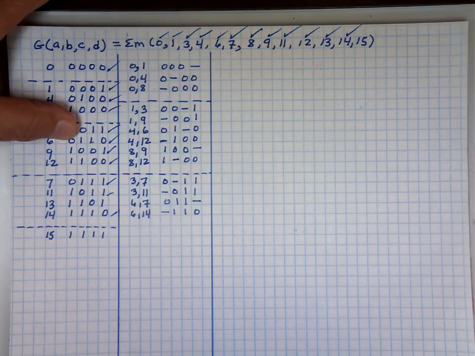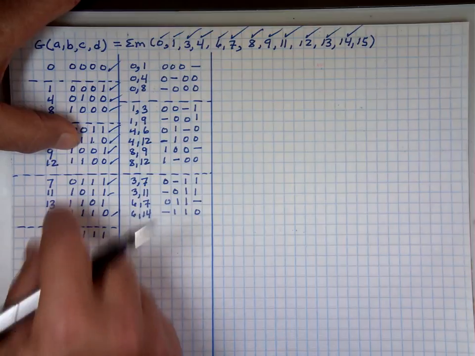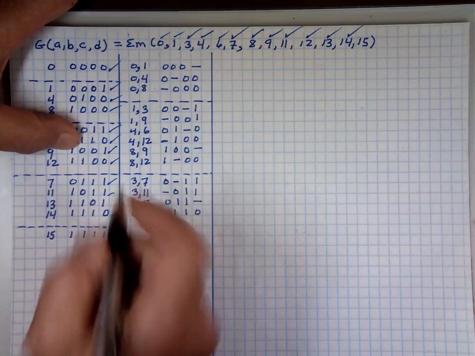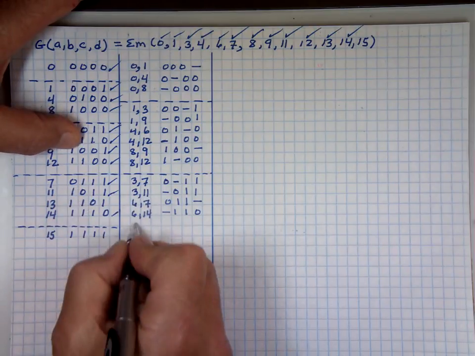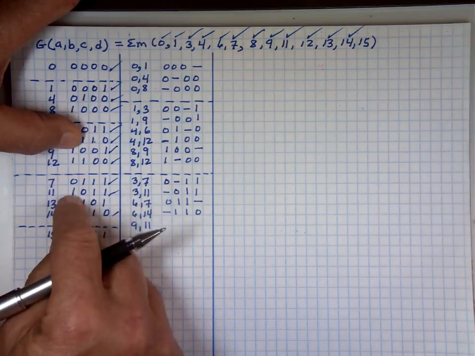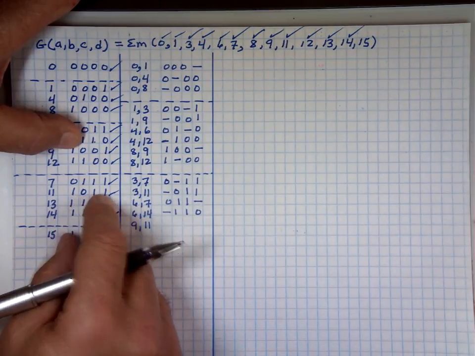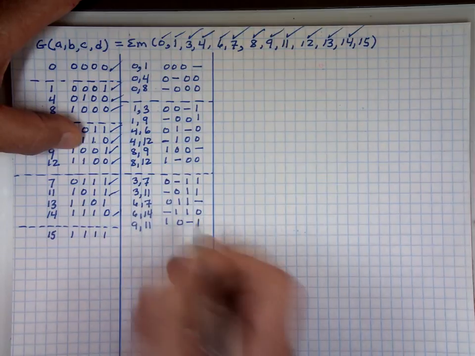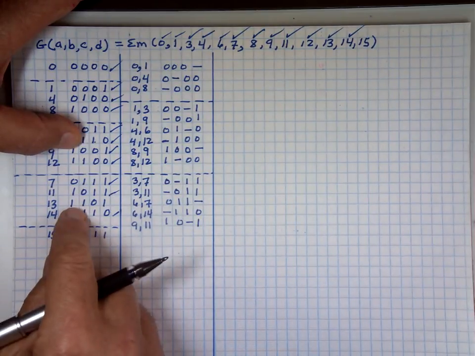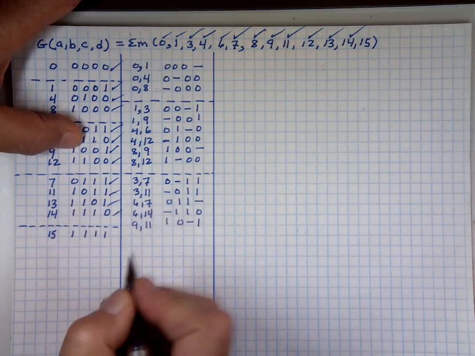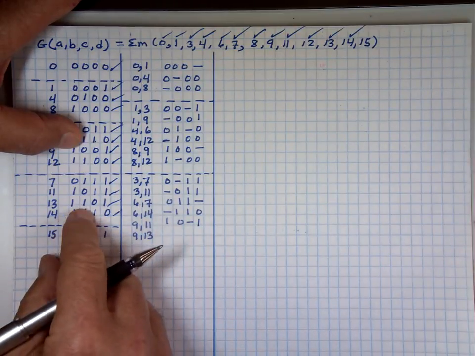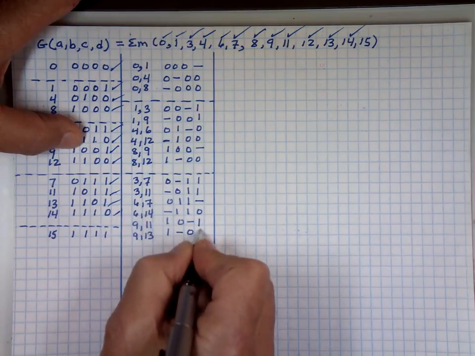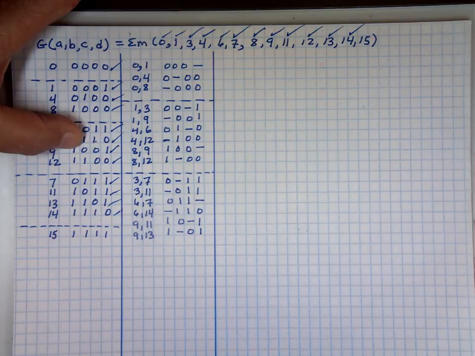What about the 9? 9 and 7? No. 9, 11? 1, 0, dash, 1. 9 and 13? It looks like yes, right? Check mark next to the 13. 9 and 13, 1, dash, 0, 1. 9, 14. No.